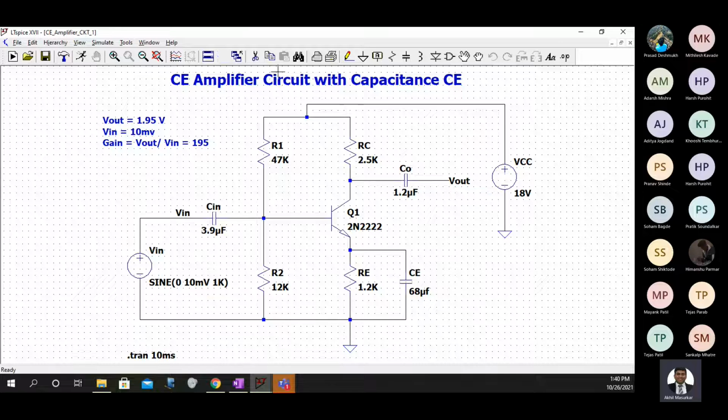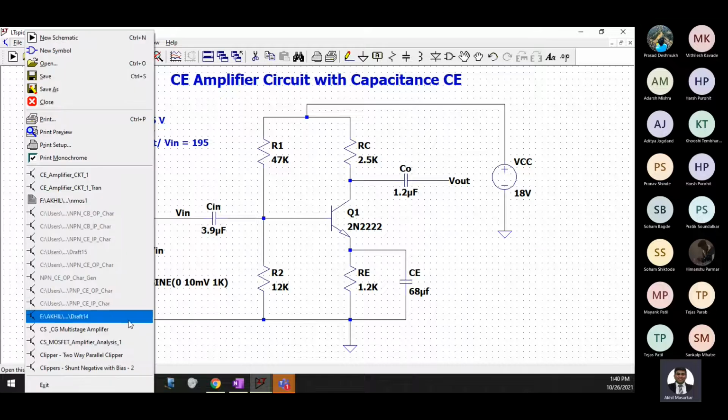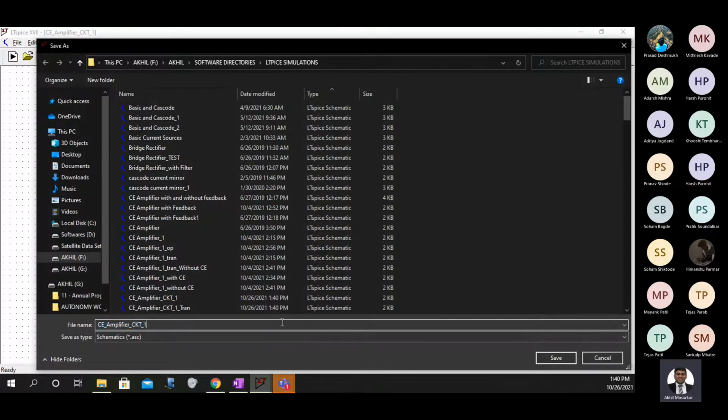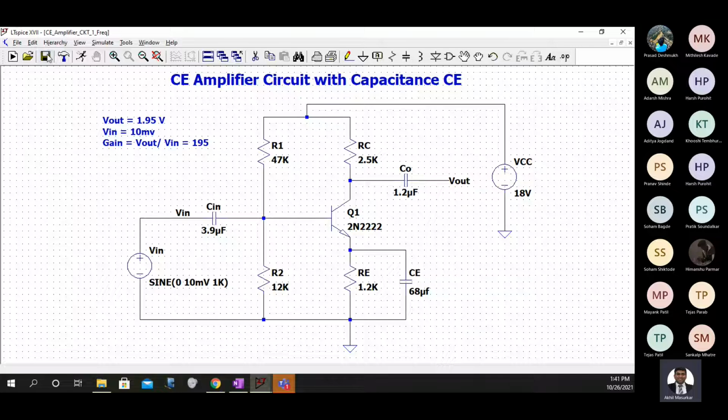Now in this I will remove the dot tran and save this circuit. So what you do is you again save this circuit to some other file. Now in this very same circuit, I'll do file, save as, and write underscore frequency. That is the frequency response of the amplifier. Now I want to see the frequencies over which this amplifier can amplify.